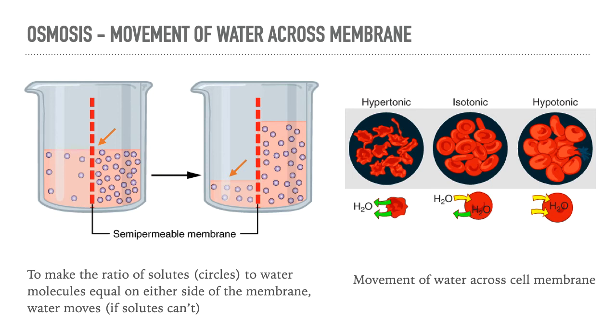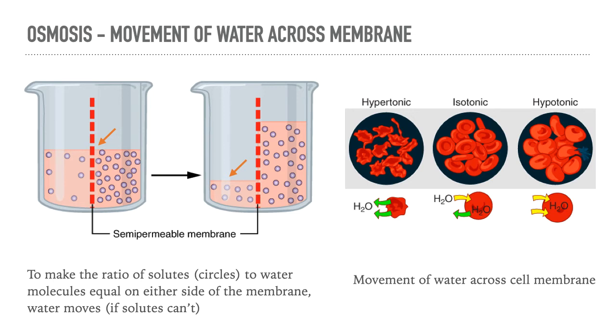Now, if we switch to the right picture, in a hypotonic environment, this is where the concentration of molecules outside the cell is actually lower. So this is going to be a hypotonic solution. So think hypo is low, so the solution has a low concentration. In this case, water is going to move from outside the cell to inside the cell. If the cells take on too much water this way, they will ultimately burst, which will kill the cell.